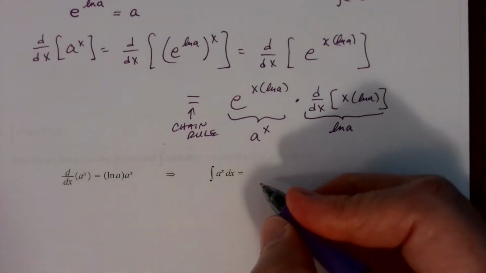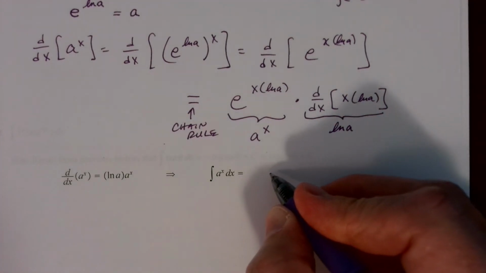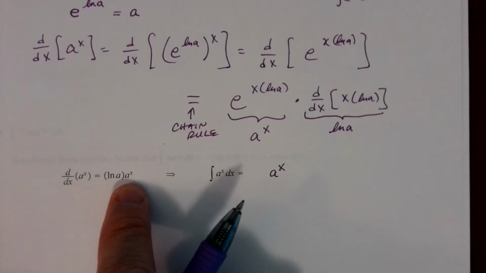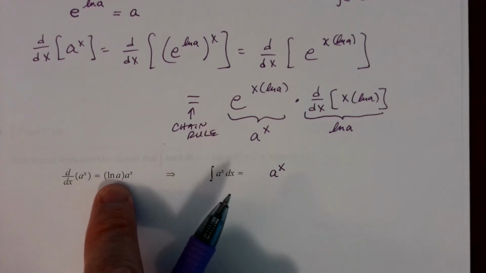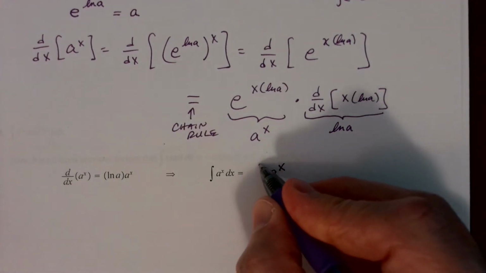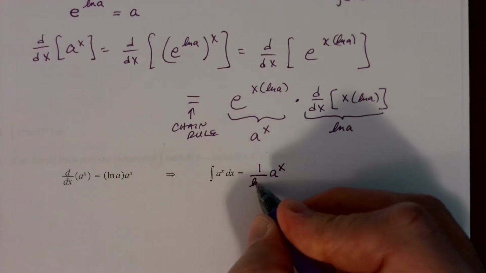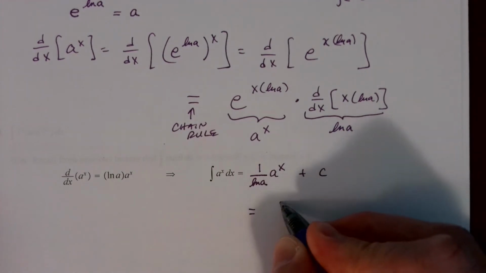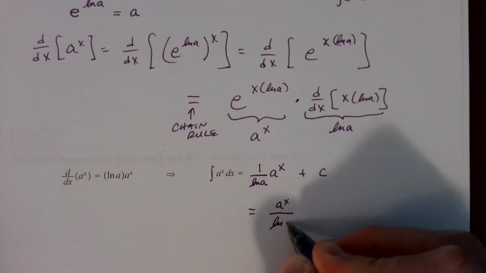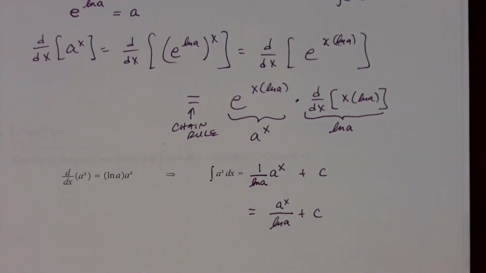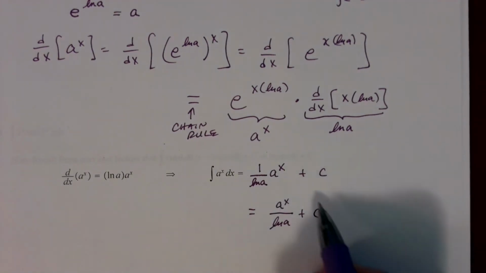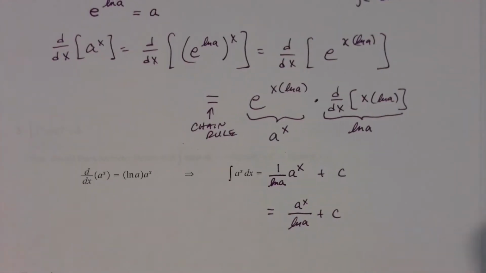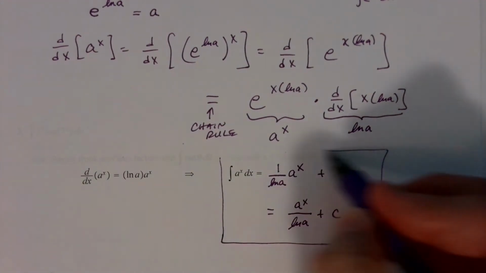I mean, that's obvious. But how do we deal with this one? Well, it can't just be a to the x, because if I take the derivative of a to the x, I get the natural log of a times a to the x. What happened to that natural log of a? I've got to get rid of it. That's just a constant. And I can do that by simply multiplying by the reciprocal, 1 over the natural log of a times a to the x plus c. Or I can write a to the x divided by natural log of a plus c. So now if I take the derivative of this function, I get a to the x.